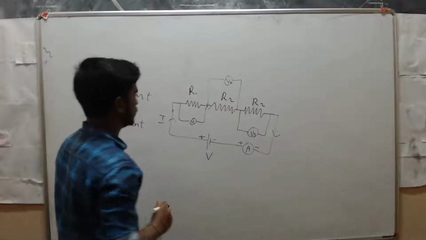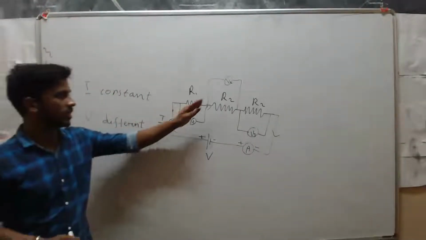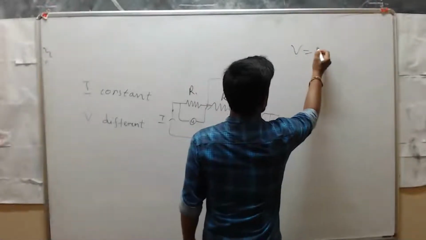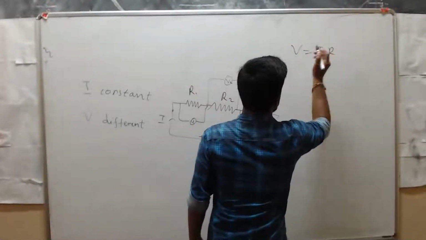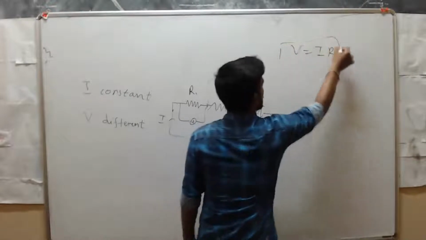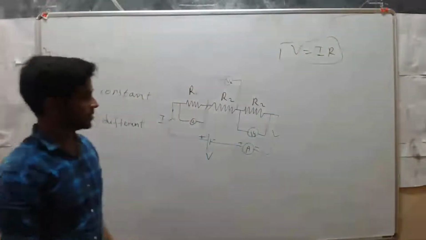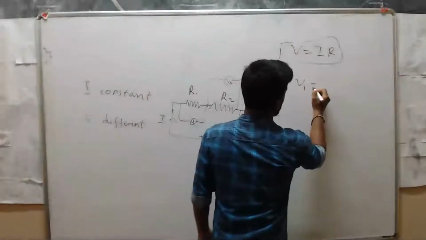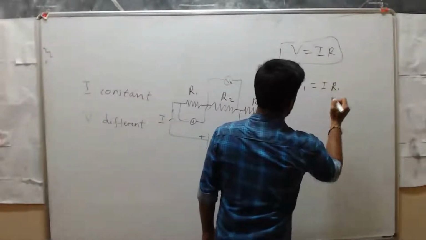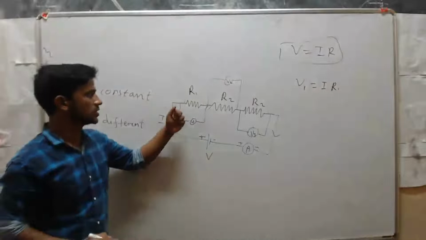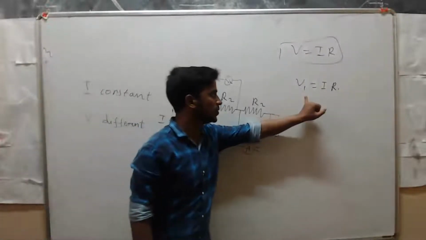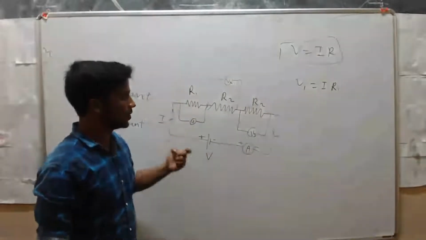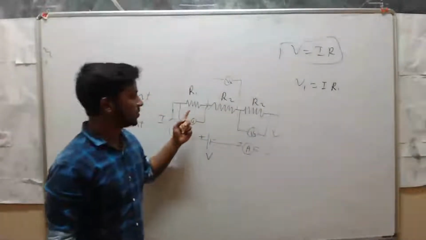Next, how to calculate the voltage across resistor R1 and R2? For that, we have the formula V is equal to I into R. It's a very important relation. We use this formula to calculate the voltage, current, and resistance for the entire circuit. For individual resistors, we use V1 equal to I into R1. Here V1 is the voltage across resistor R1 and R1 is the value of this resistor.